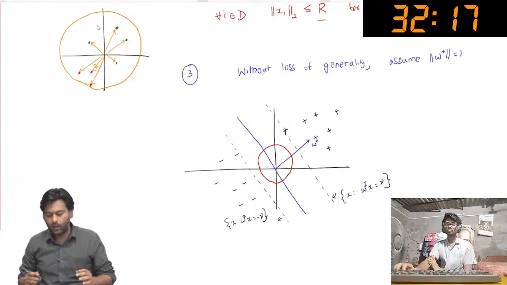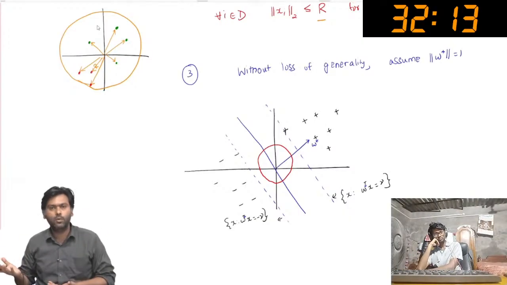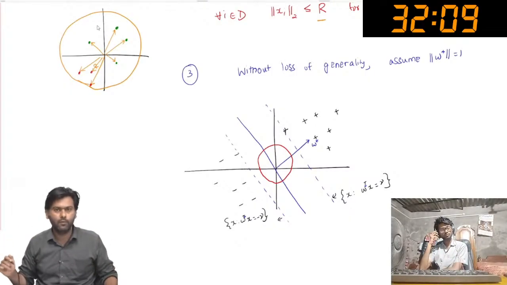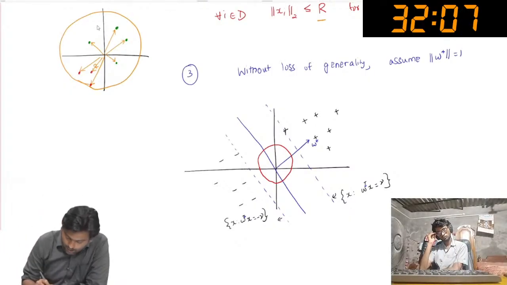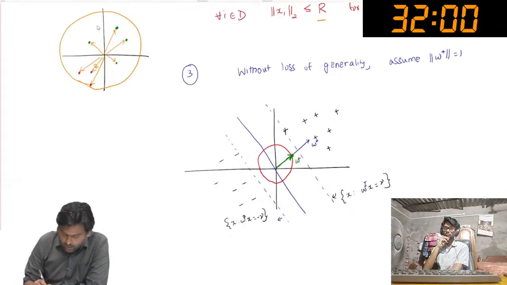Now what I'm saying is that if you give me a w star such that it separates my data set linearly with some margin gamma, now I can find another w star whose length is 1, which also separates my data set linearly with some other gamma, which is still not negative, not 0. So where is that? Well, I can pick that w star in the same direction, but then if I just normalize it to have length 1, now think of this as my new w star. Let's call this w star dash.